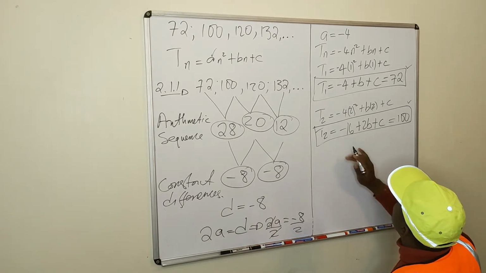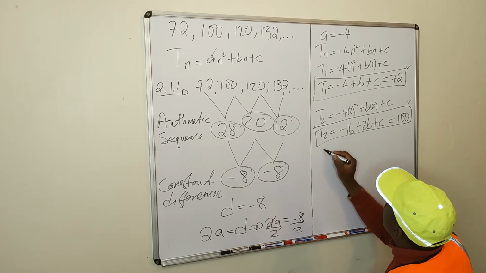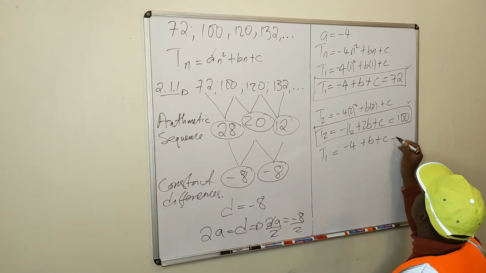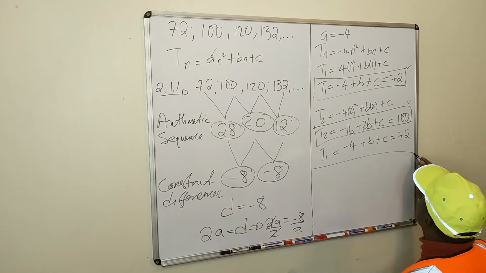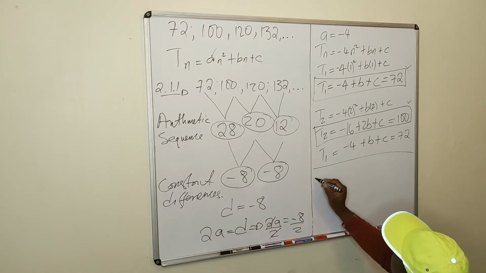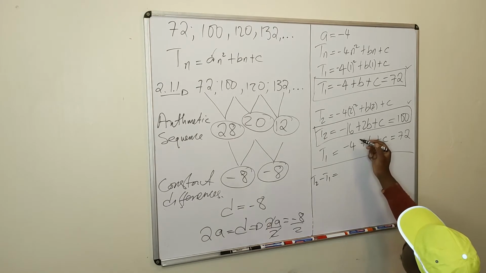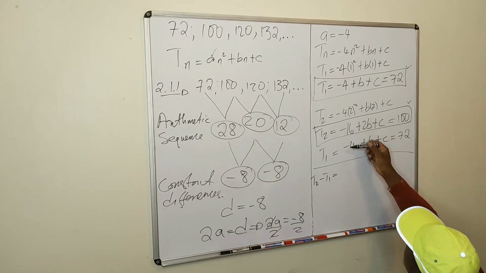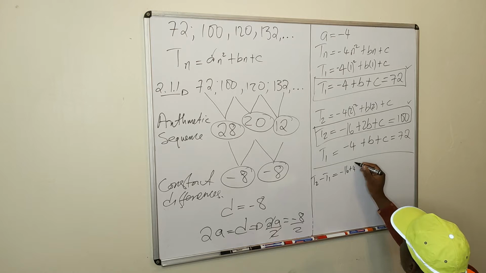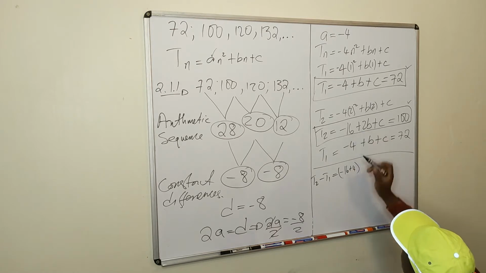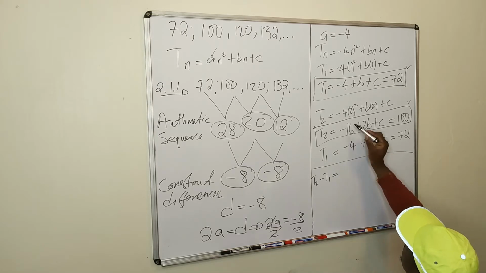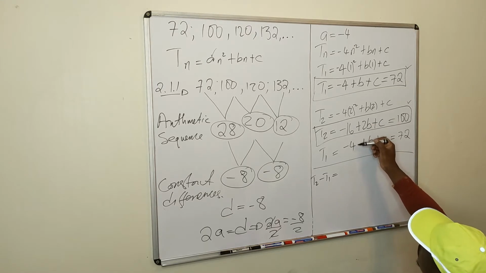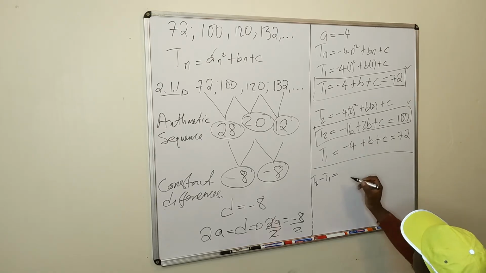Say, write T1 here. So you say T1 is equal to minus 4 plus B plus C, which is equal to 72. Then you find the difference between the two. So it's more like you're saying T2 minus T1, which is equal to minus 16 minus negative 4. So it will be minus 16 plus 4. The answer will be minus 12.